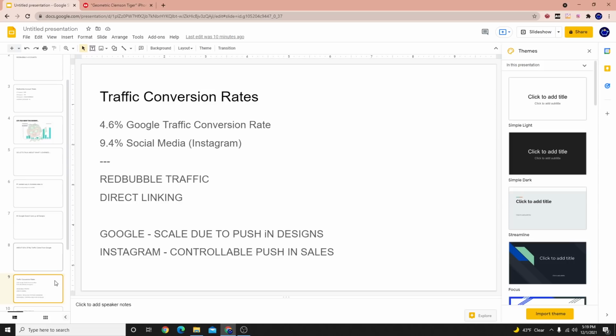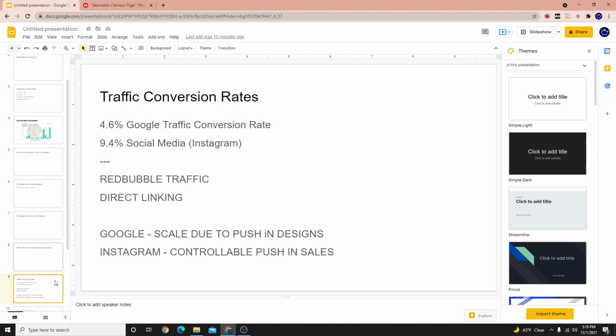Traffic conversion rates. Let's talk about these traffic conversion rates and what I learned about that. What I did was I segmented my traffic. I wanted to see where traffic is coming from and what is the conversion rate for each one. And so for Google, it was about 4.6%, which is actually pretty good. It's about 2.3% higher than the average conversion rate on the internet today.